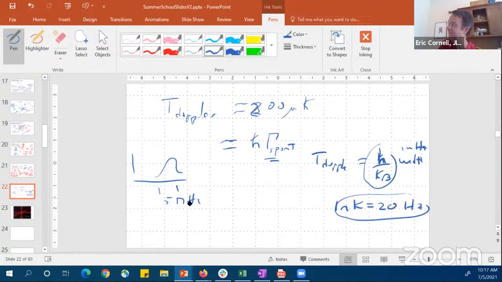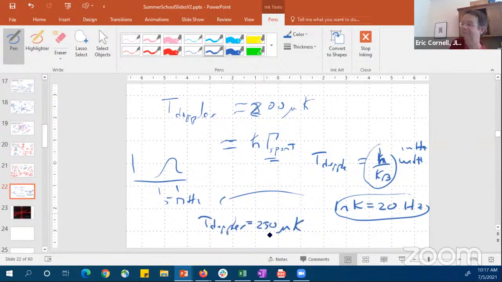So if this width is about 5 megahertz, you put that in there and you find that T Doppler is 5 megahertz over 20 hertz per nanokelvin, which works out to 250 microkelvin. Yeah, so that's that number I had before. So this is wonderful. It's pretty good, but it's not good enough, as it turns out, because 250 microkelvin really is kind of too hot to make a Bose condensate.